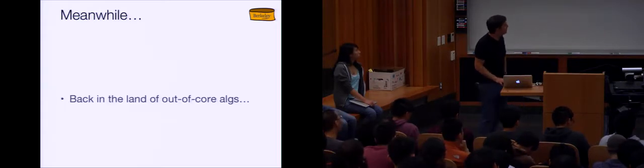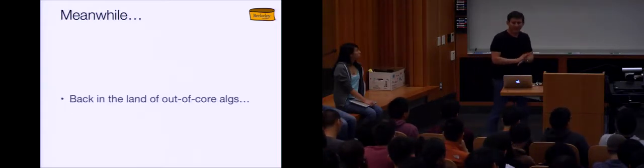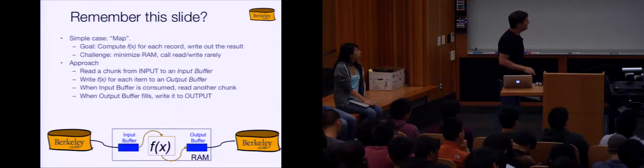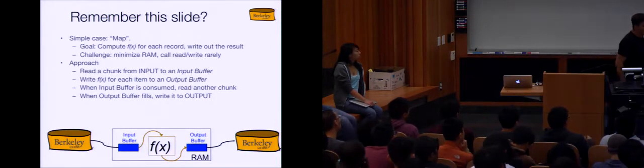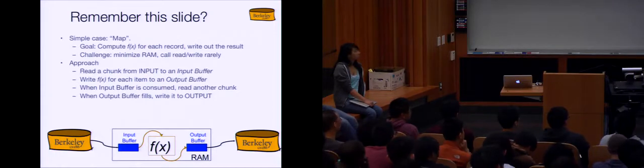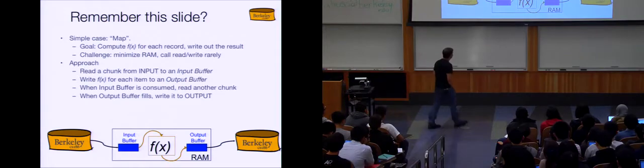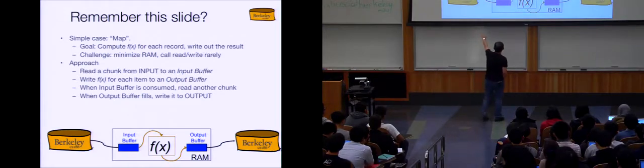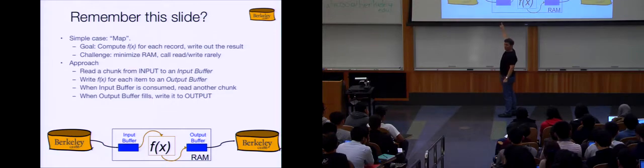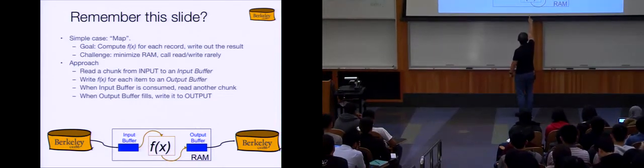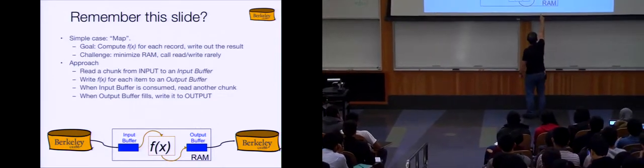Okay. Meanwhile, back in the land of out-of-core algorithms, with all that hardware background, remember this slide from last time? You're implementing this for your homework 1. So this was the simple case of map. We wanted to apply the function f to every x on the disk. So we read in a page, let's say a 64K page, off the disk, put it in a buffer in memory, and then take a tuple off of that, apply f to that x, and put the output in this output buffer.